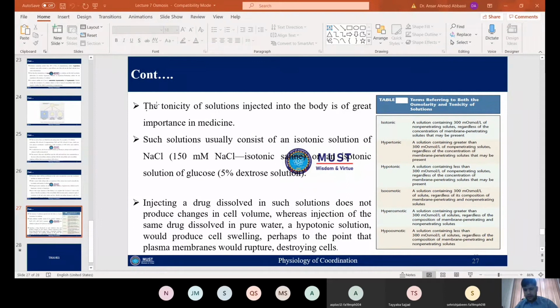Okay, let me share another diagram with you, in which we will have a clear idea.